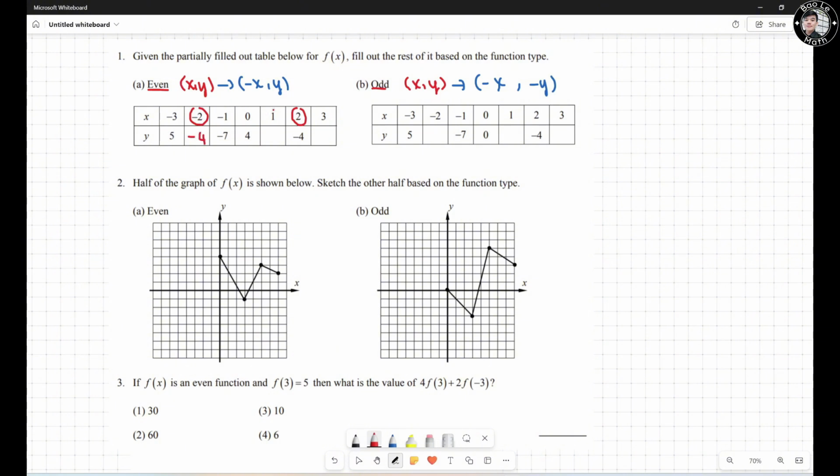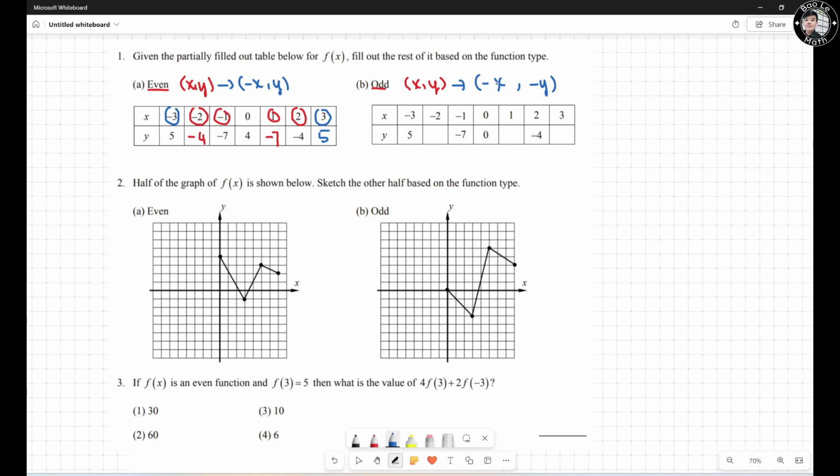Now, this guy, 1. This guy, negative 1, right? Negative 1, we get negative 7. 1 must be negative 7, right? Because y stays the same, x opposites. Right, the last one, negative 3 and 3 right here, opposites, y must be the same, so y equals 5 right here must be 5, right?